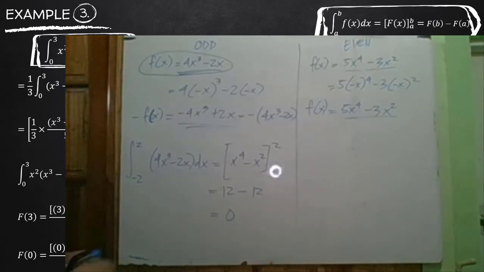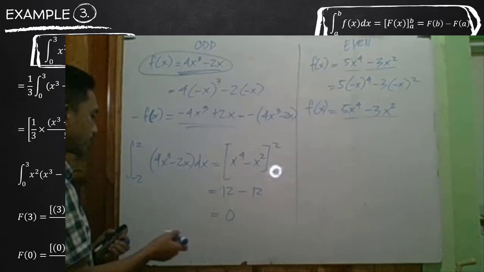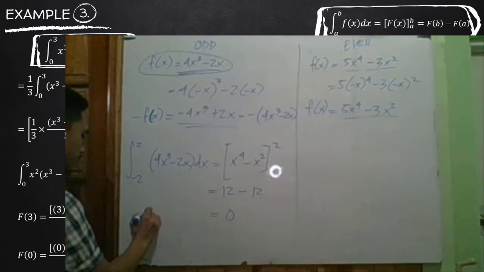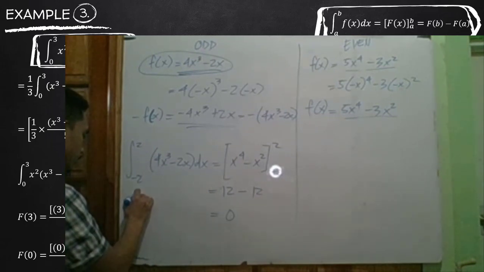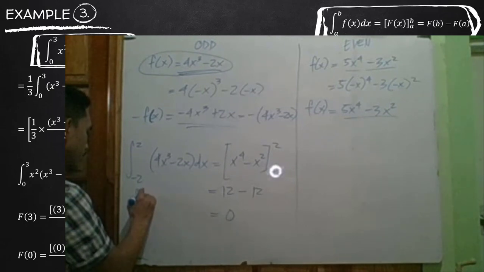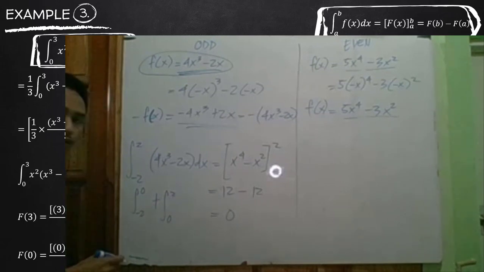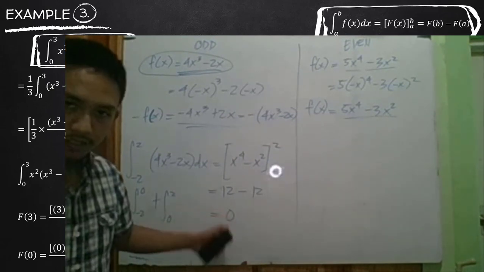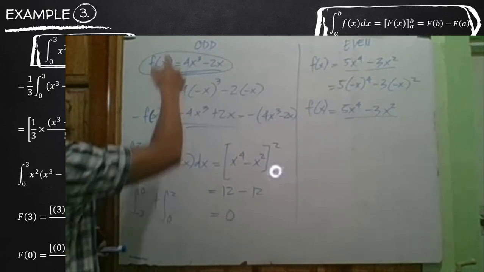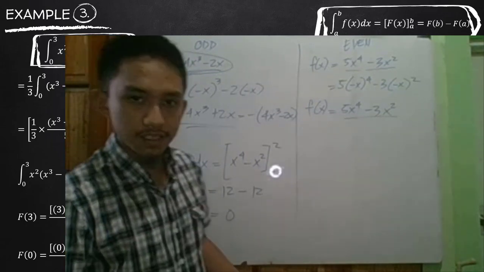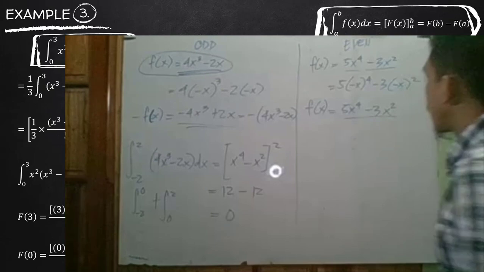So even if you want to break this down into integral from negative 2 to 0, and then integral from 0 to positive 2, use the third property. You will still end up here with 0. Okay, so that is if it is an odd function. How about if it is even?